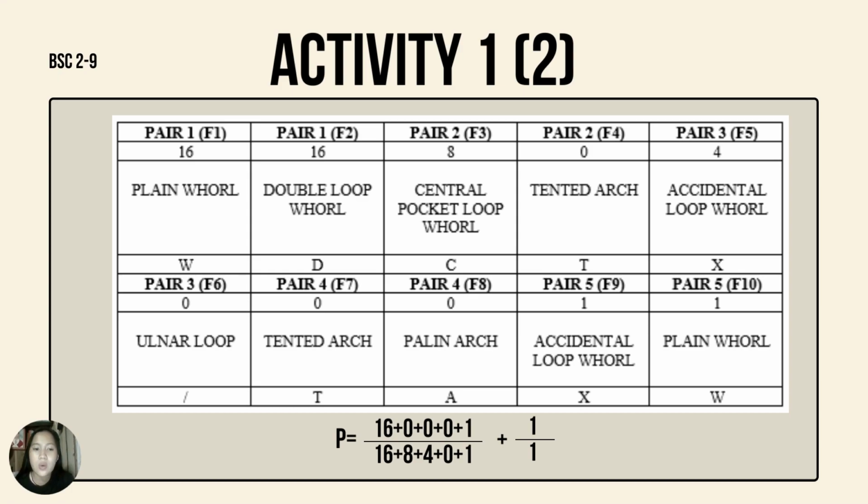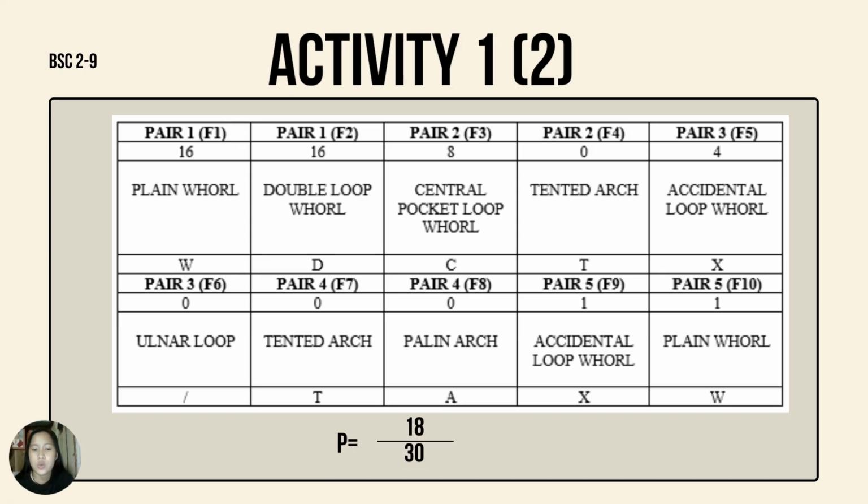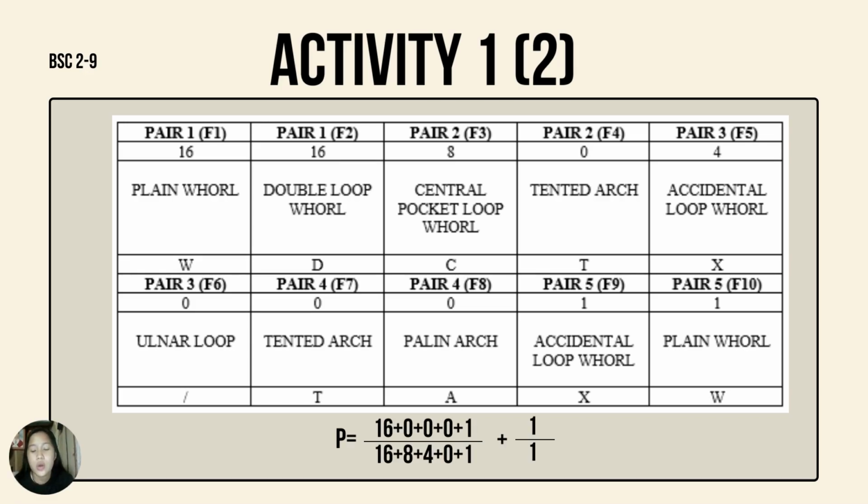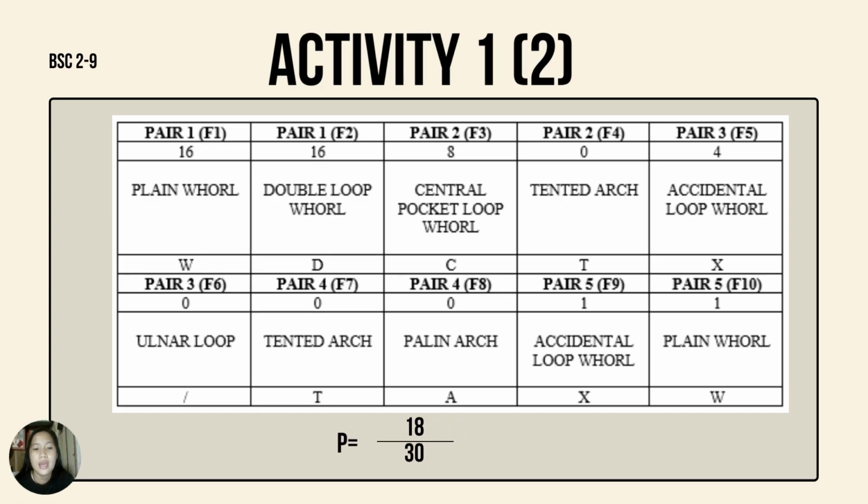Substituting into our formula, it would be 16 plus 0 plus 0 plus 0 plus 1 over 16 plus 8 plus 4 plus 0 plus 1, which is equal to 17 over 29. If we add 1 over 1, it would be 18 over 30. That's it.